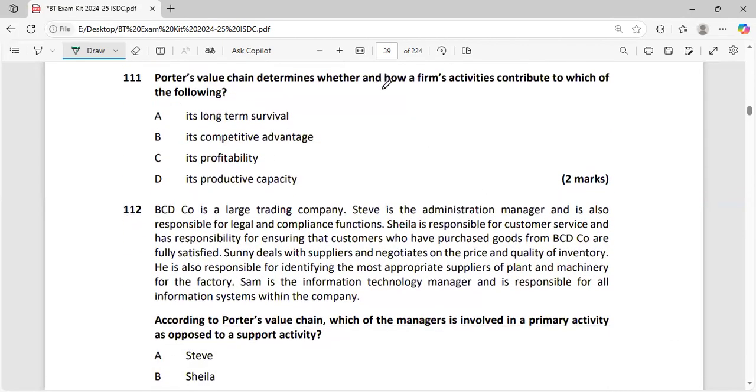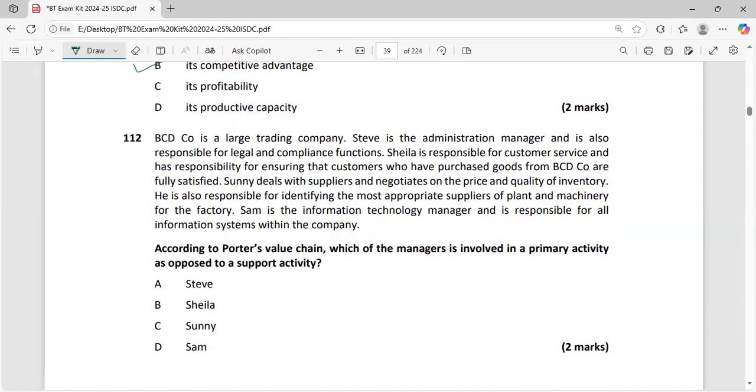Porter value chain determines whether and how a firm's activities contribute to which of the following: its long-term survival, its competitive advantage, profitability, and productive capacity. Porter value chain basically focuses on the overall supply chain, and the objective of Porter value chain or supply chain is to achieve competitive advantage over competitors. They wanted to do what? They wanted to maintain a supply chain where the cost of the overall supply chain will be at its lowest level.